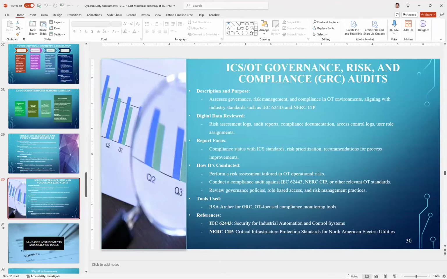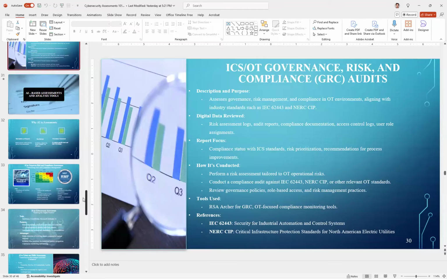It is done by performing a risk assessment tailored specifically to OT operational risks, conducting a compliance audit against IEC 62443, NERC CIP, or other relevant OT standards, and reviewing governance policies, role-based access, and risk management practices. The tools are RSA Archer for GRC and OT-focused compliance monitoring tools. The references are IEC 62443 and NERC CIP.